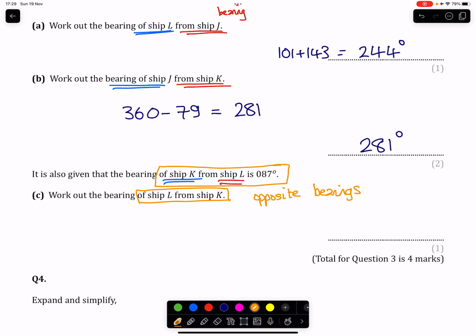Whether or not you add or subtract 180 degrees depends on the angle that you're given, and it depends on which answer makes sense. For this one, if we add 180 degrees to 087, you're going to end up with 267 degrees, which makes perfect sense. Whereas if I took away 180, I'm going to end up with a negative angle, something that's not going to make so much sense, and therefore I wouldn't want to continue with that. So 267 is our answer.